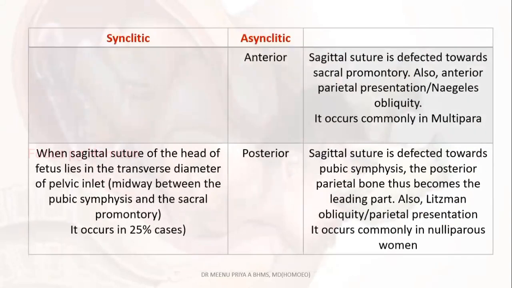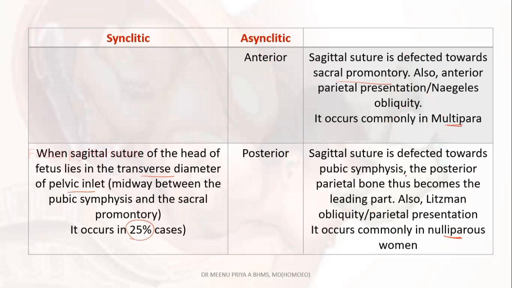There are two types of engagement, synclitic and asynclitic. In synclitic, the sagittal suture of the head of the fetus lies in the transverse diameter of the pelvic inlet, midway between the pubic symphysis and the sacral promontory, and it occurs in 25% of cases. Whereas asynclitic is anterior and posterior, two types again. In anterior, the sagittal suture is deflected towards the sacral promontory. Also called anterior parietal presentation or Naegele's obliquity. Anterior asynclitic engagement occurs in multipara, and posterior asynclitic occurs usually in nulliparous women.